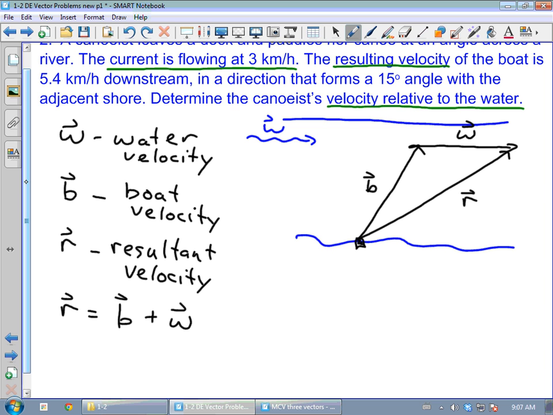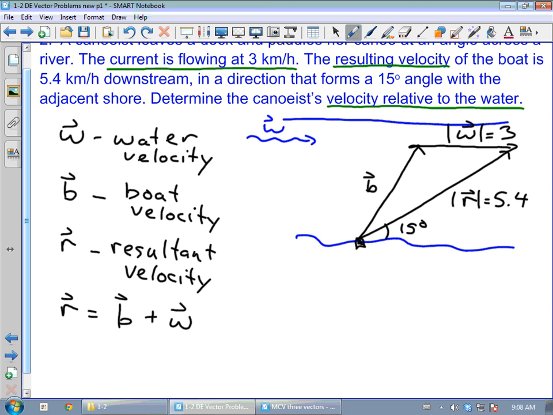Now we're given some information about this resulting velocity. The resultant velocity of the boat is 5.4 kilometers per hour, so that's the magnitude. And we're given some information about the direction, in a direction that forms a 15-degree angle with the shore. So we're told that this angle in here is 15 degrees. What other information are we given in the question? We're given the current is flowing at 3 kilometers per hour, so we're given the magnitude of that water velocity up here.